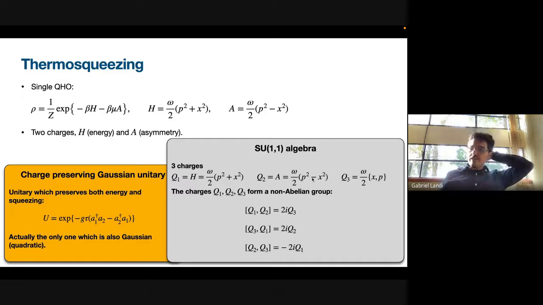And a very interesting question is, which kind of unitaries will satisfy strict energy preservation? Now, remember, I spoke about this a while ago, that not all kinds of interactions would be good for non-abelian transport, because they will not necessarily conserve all the charges. Now, we actually show in this paper that for this kind of system, the only unitary which is quadratic, so Gaussian, and also conserves both charges, is one of this form. Essentially hopping with a specific kind of phase here.